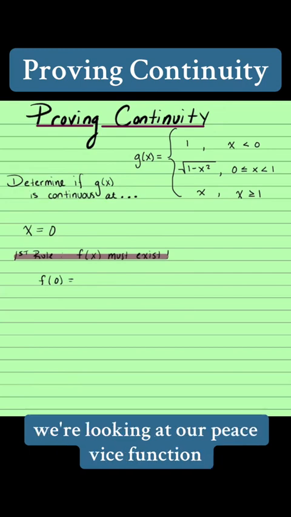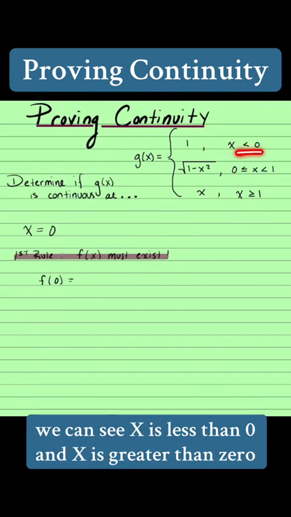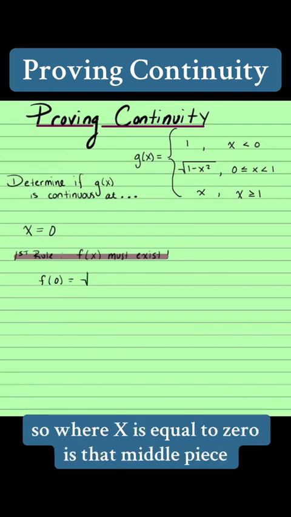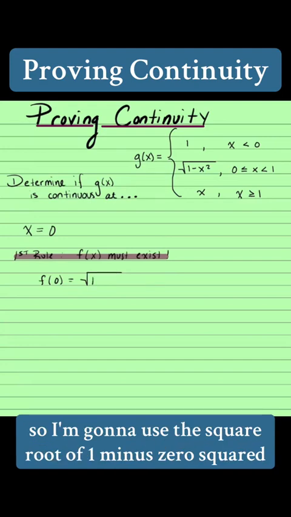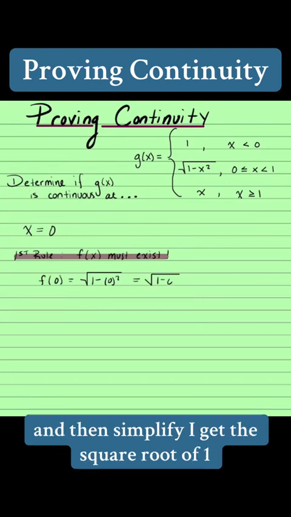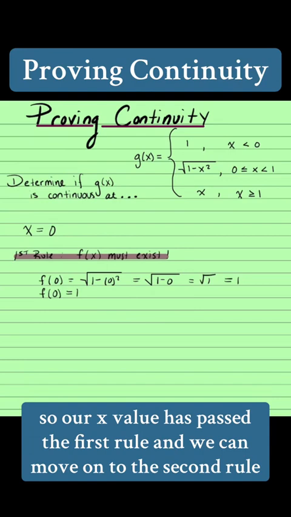So looking at our piecewise function, we look at all the restrictions and we're looking for where 0 is. We can see x is less than 0 and x is greater than 0. So you're looking for the equal to. So where x is equal to 0 is that middle piece. So I'm going to use the square root of 1 minus 0 squared. You're just going to plug your x value into that particular piece and then simplify. I get the square root of 1, which is equal to 1. So we can say f of 0 equals 1. So our x value has passed the first rule, and we can move on to the second rule.